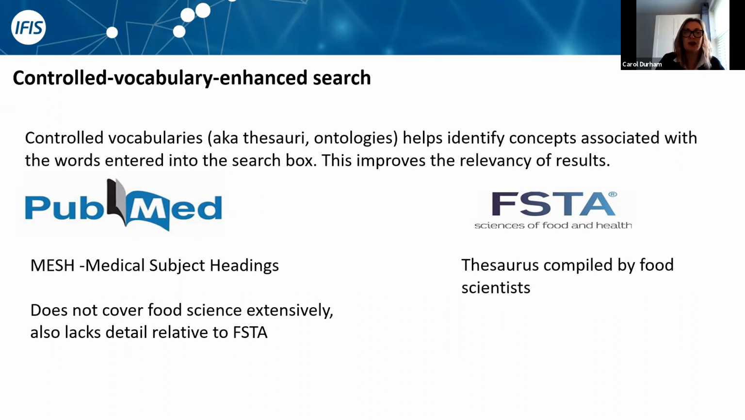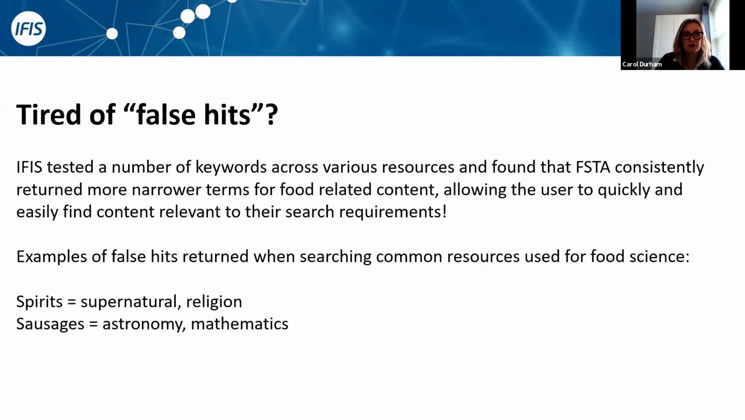If you use a controlled vocabulary enhanced search, that helps you to identify the concepts associated with the words entered into the search box, and that improves the relevancy of your results, so you will be more specific. PubMed uses a controlled vocabulary enhanced search, and so does FSTA. So if you use one of those tools to find your information, you will get back more relevant results. You're probably very familiar with getting back results that we would class as false hits. What we mean by that is you're searching for a particular keyword and you get back results that surprise you, that are not what you thought they were going to be.